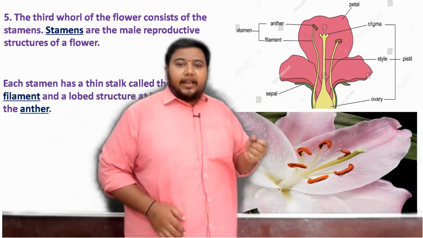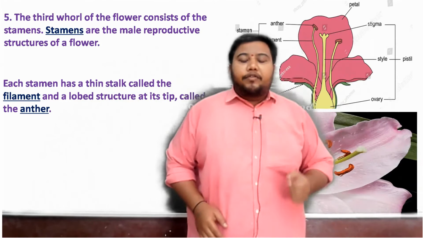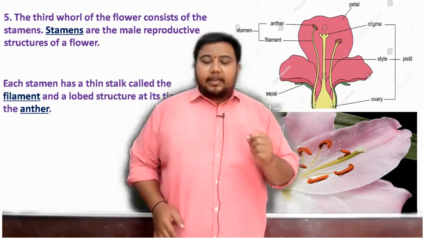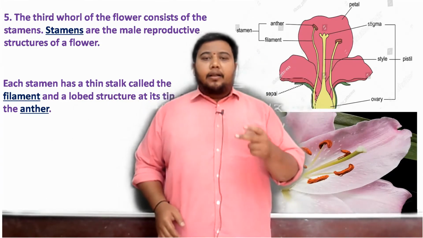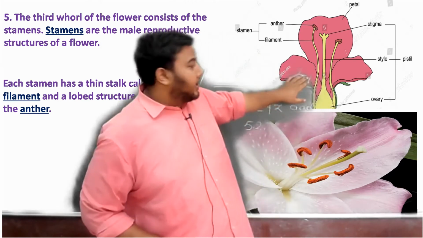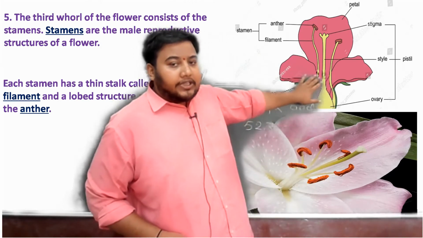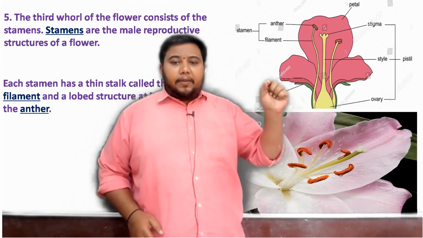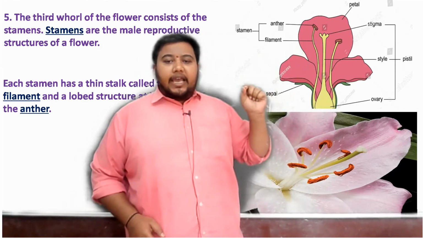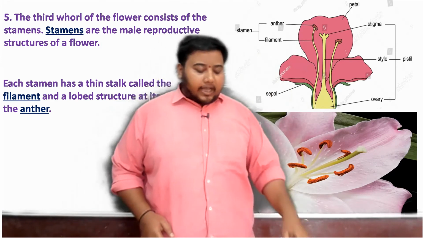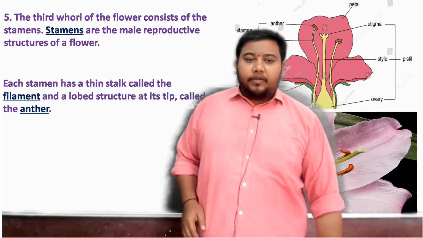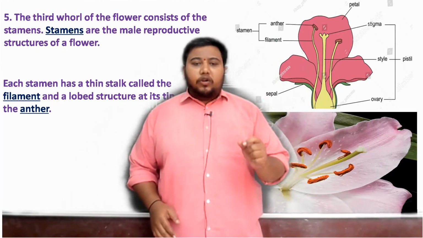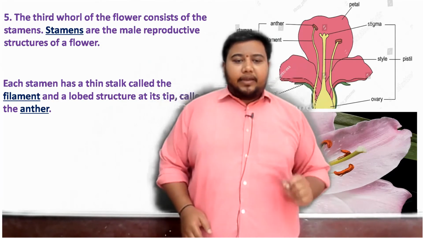It is the main reproductive structure of the flower, which consists of a stalk-like structure. It is divided into two parts. Here you can see, the thin stalk-like structure is called the filament, and the tip of the stamen is called the anther. Collectively it is called the stamen.